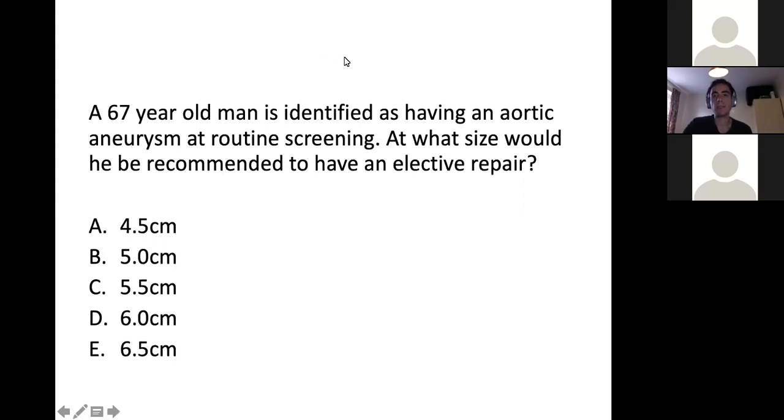So most of you said C. Unfortunately, with this sort of question, you just need to know the fact that in the UK, we'd recommend elective repair for an aortic aneurysm when it's 5.5 centimeters.